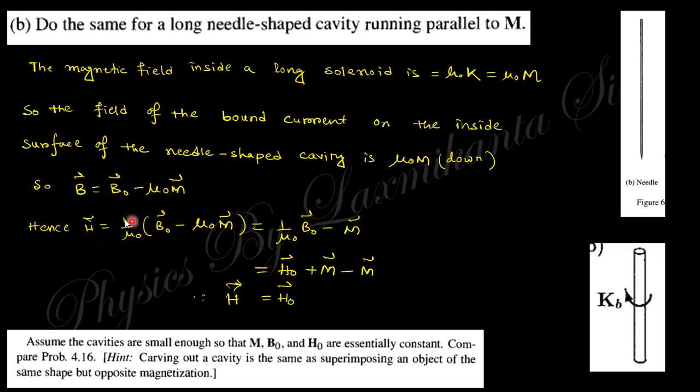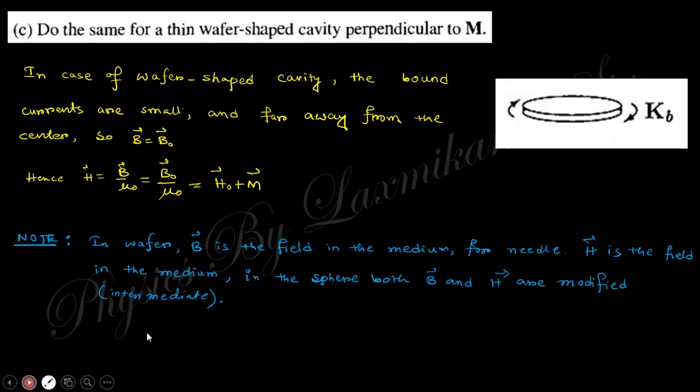So H equals B by mu naught. If you take this, then B naught by mu naught equals H naught plus M. So finally H equals H naught. Next one, do the same for a thin wafer-shaped cavity perpendicular to the M.